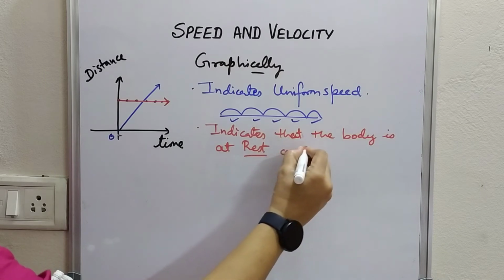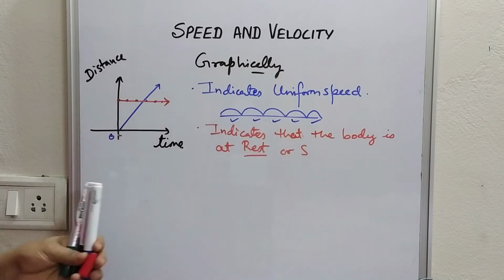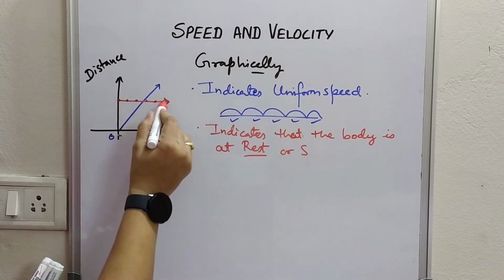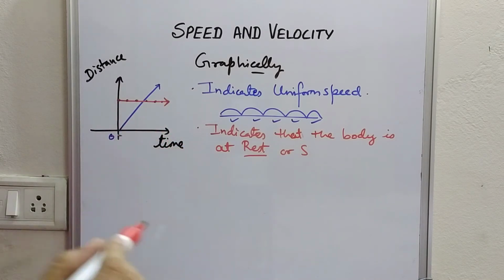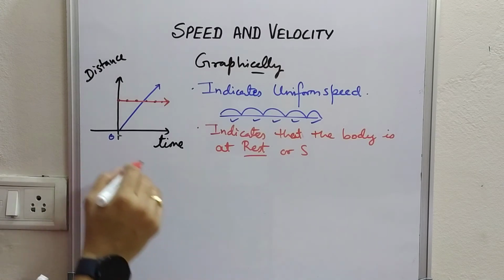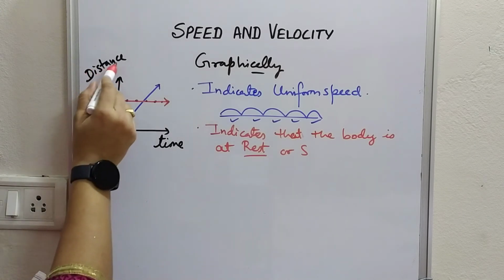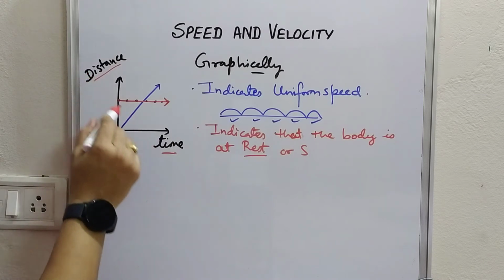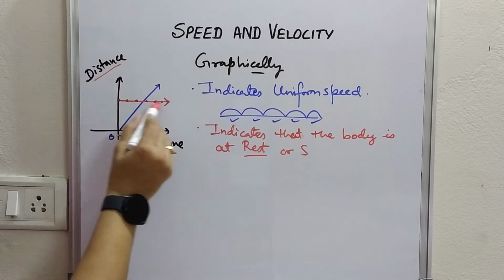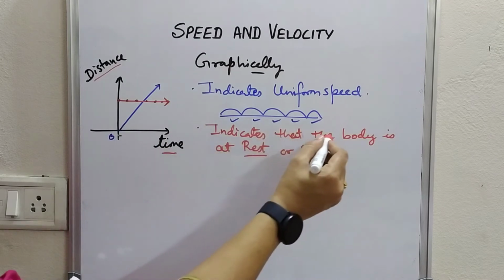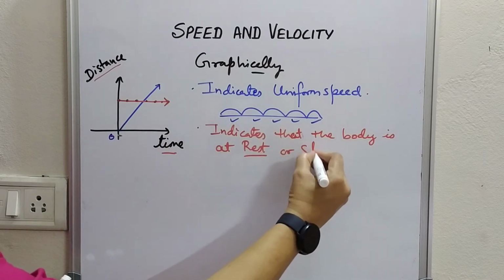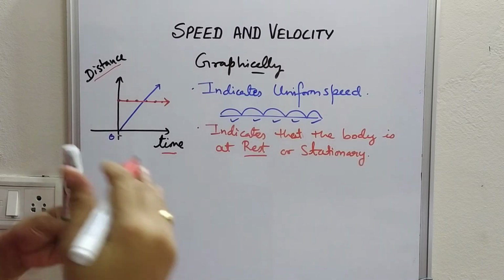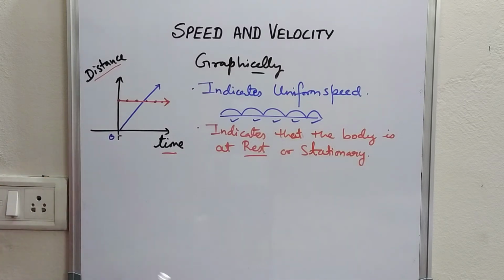Sometimes we are asked to read from the graph what this kind of graph indicates. So if a graph is parallel to x-axis, before giving any conclusion, first we have to see which physical quantities the graph is between. If it is between distance and time or displacement and time, then a graph parallel to x-axis indicates that the body is at rest or stationary. Stationary means it is stationed at a particular location.